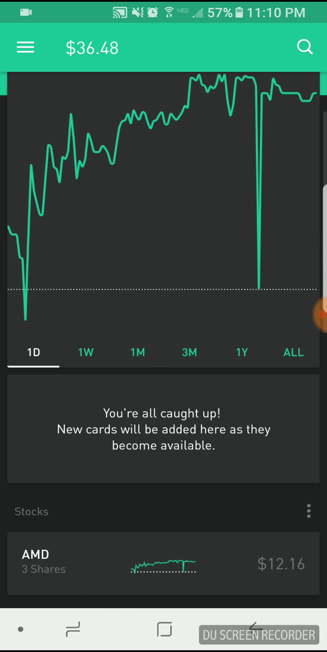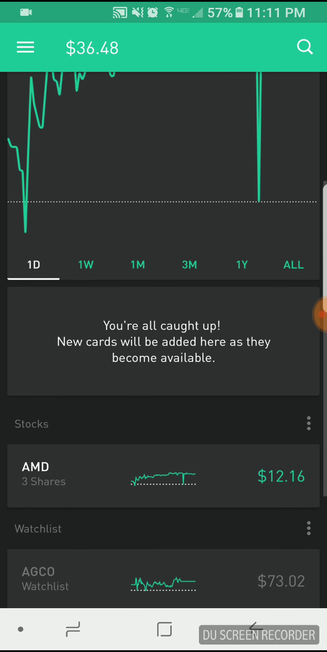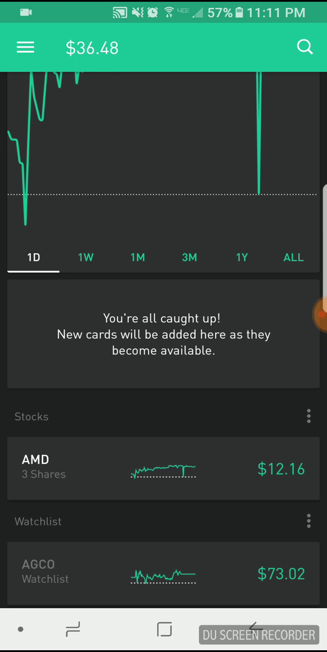As you go down farther, I have been caught up on my cards already, but essentially where it says the new cards will be added here as they become available, it's just a quick news update related to stocks you are watching and stocks you are holding. So for example, I'm holding 3 shares of Advanced Micro Devices, which is a computer graphics card manufacturer that deals with cryptocurrency mining and those sorts of things.